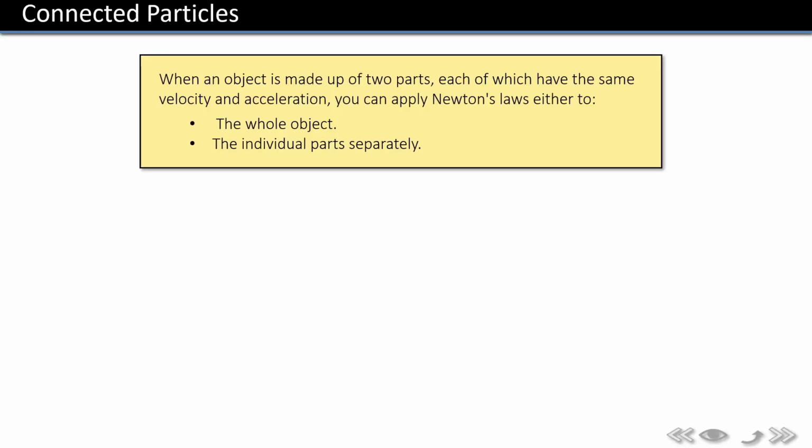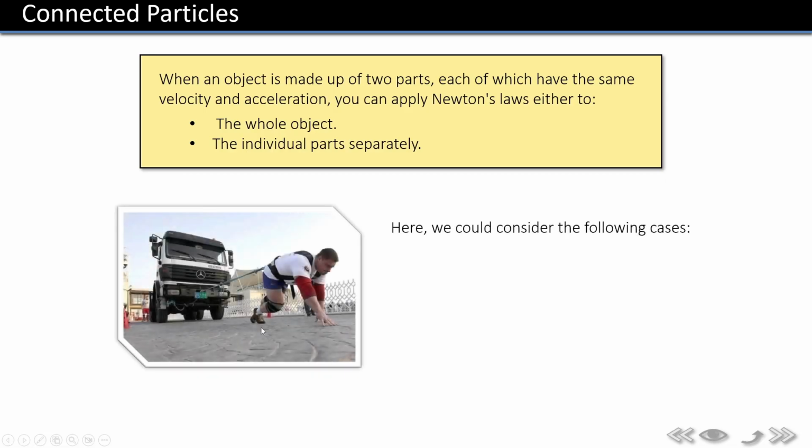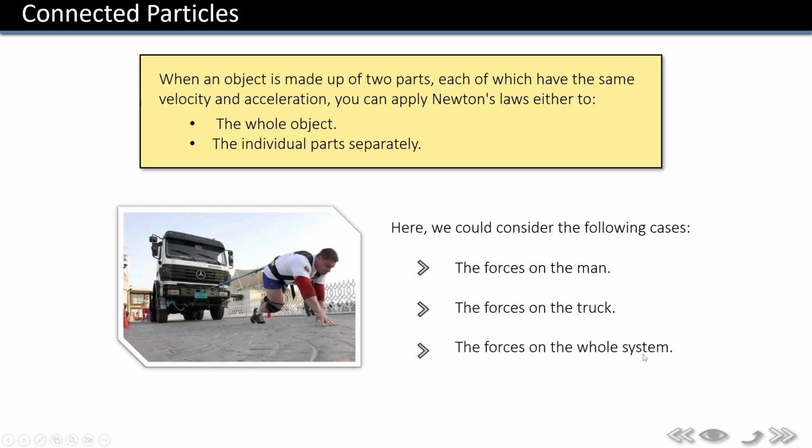Now, when it comes to connected particles, when an object is made up of two parts, each of which have the same velocity and acceleration, then we can apply Newton's laws either to the whole object or individual parts separately. And what this then means is that in this example here, where we have a man towing a truck, we consider the following cases. So we can either consider the forces on the man, or we can look at the forces on the truck, or we can look at the forces on the whole system including the man and the truck heading in the same direction.